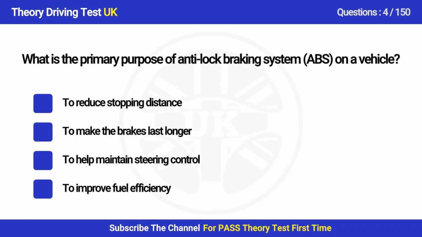Question 4. What is the primary purpose of the braking system ABS on a vehicle? A. To reduce stopping distance. B. To make the brakes last longer. C. To help maintain steering control. D. To improve fuel efficiency.